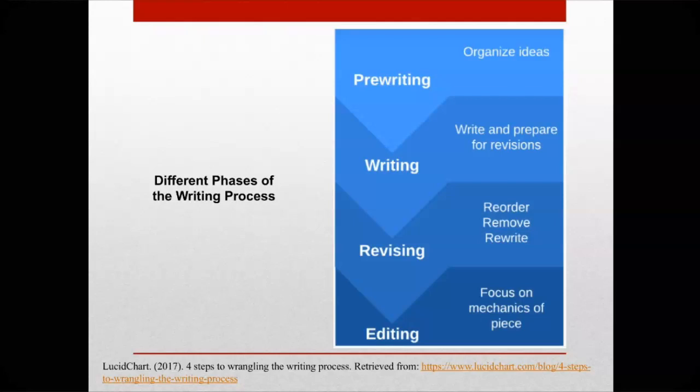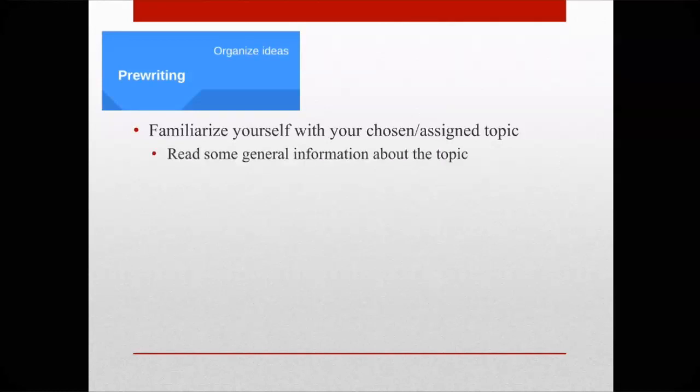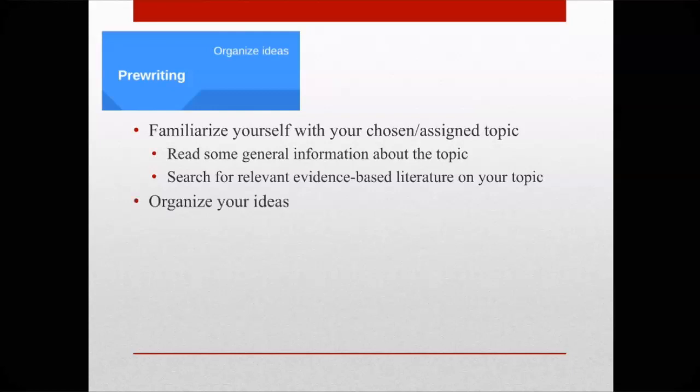I like these 4 phases because they provide a very succinct overview of what most writers tend to go through as they write. So the first part is called pre-writing and has a lot to do with organizing ideas. So it's the phase where you want to familiarize yourself with your chosen and assigned topic, which means you want to read some general information about the topic. If you're already familiar with the topic, you can think about what you already know and review some of the sources that maybe made you familiar with the topic in the first place. It's also the time to search for relevant evidence-based literature on your topic. All of this happens in the pre-writing phase.